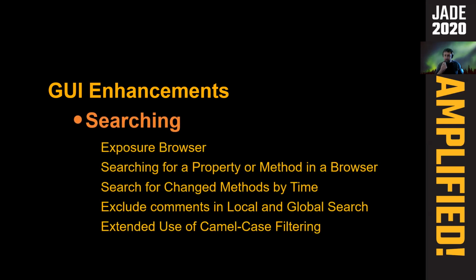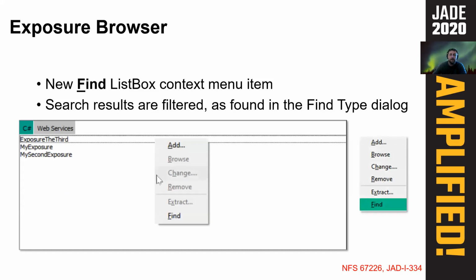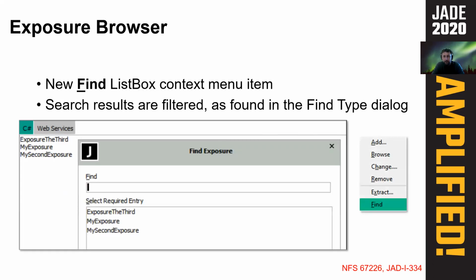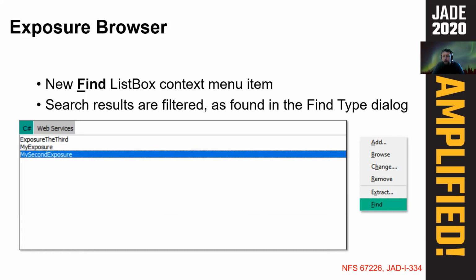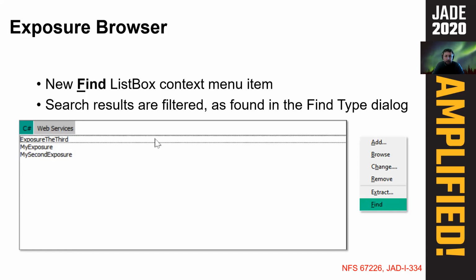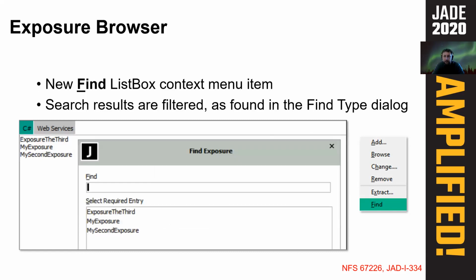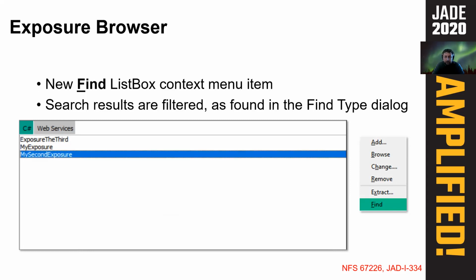Okay, so next up is 5 improvements to the way in which we search in the IDE. The exposure browser now provides the ability to search for an exposure by name. A find menu item has been added to the ListBox context menu that brings up the find exposure dialog. And the list is filtered when you specify text in the find text box, which is similar to the F4 find type ListBox filtering.